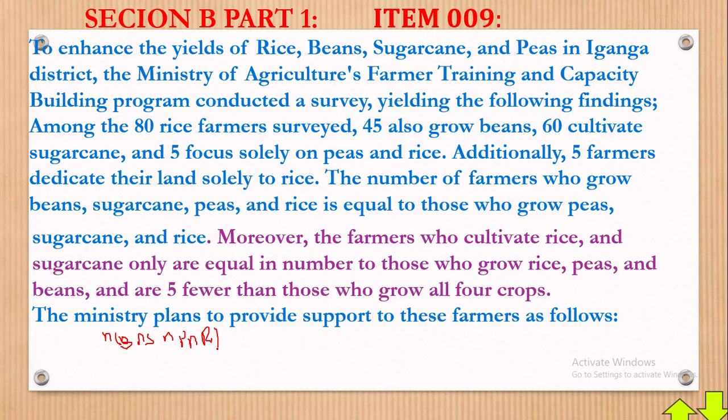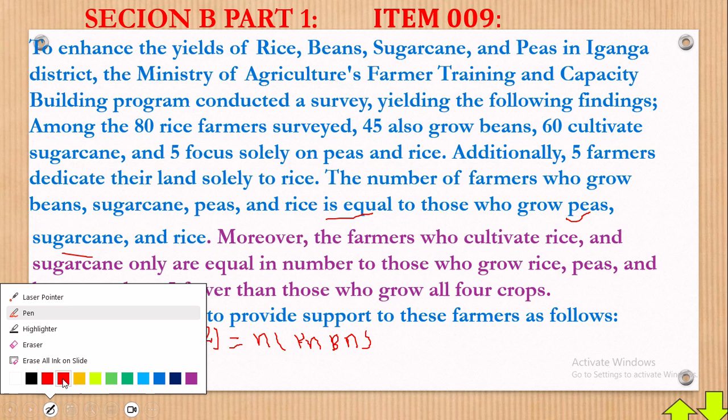Is equal to those who grow. You start with the number in, then you start listing those who grow peas intersection beans intersection sugarcane, or rather those who grow peas, sugarcane and rice. Peas, sugarcane and rice. I'll remove this.